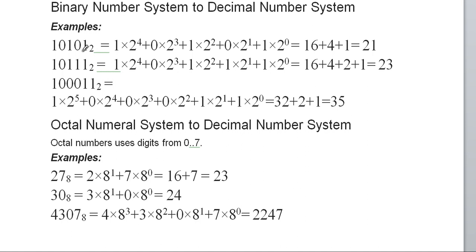Then plus, the next digit is 0. 0 will be multiplied by 2 to the power 3. Plus 1 will be multiplied by 2 to the power 2. The similar process will be applied until we reach 2 to the power 0. So the last bit is 1 and it will be multiplied by 2 to the power 0.